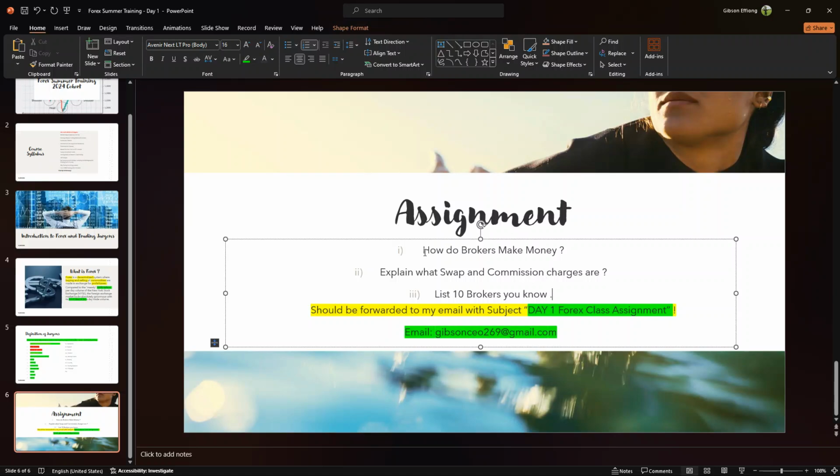Assignment one: how do brokers make money? Two: explain what swap and commission charges are. Thirdly, list 10 brokers you know. And how are you submitting it?